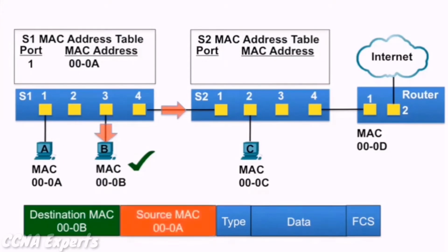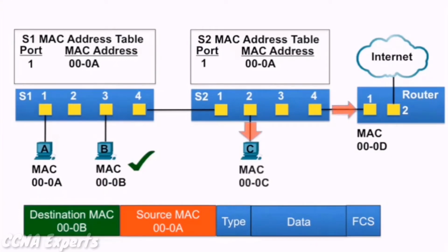Switch S2 examines the source MAC address of the frame and notices it is not in its MAC address table, so it adds the MAC address and the incoming port to its MAC address table. Next, switch S2 examines the destination MAC address, notices that it is not in its MAC address table, so it floods it out all ports.